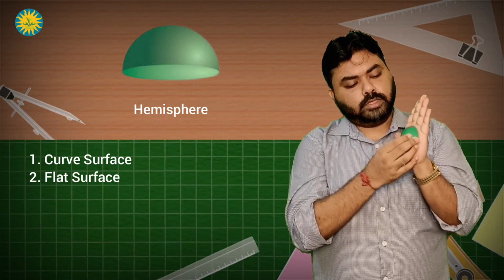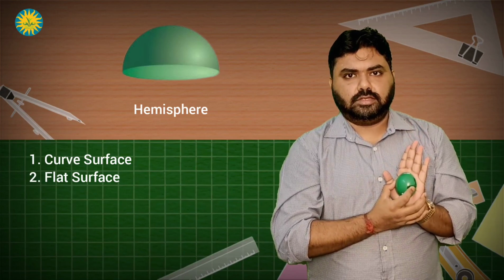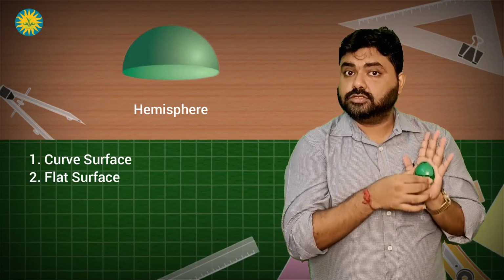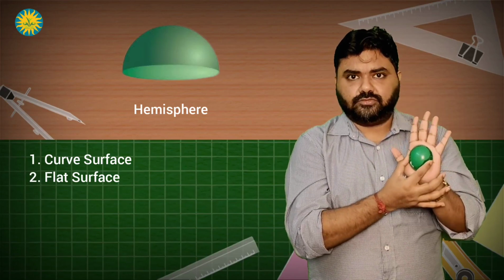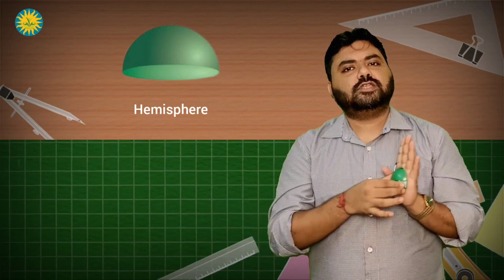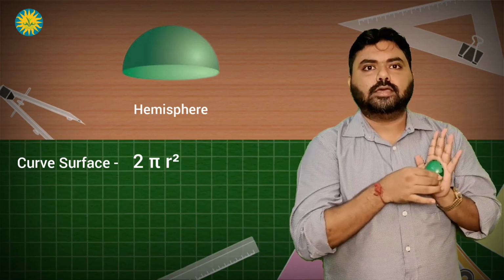Now the curved surface area: since we have cut the sphere into 2 equal halves, and each half is known as a hemisphere, the curved surface area will be half of the curved surface area of a sphere, that is 2 pi r square. So this is 2 pi r square.